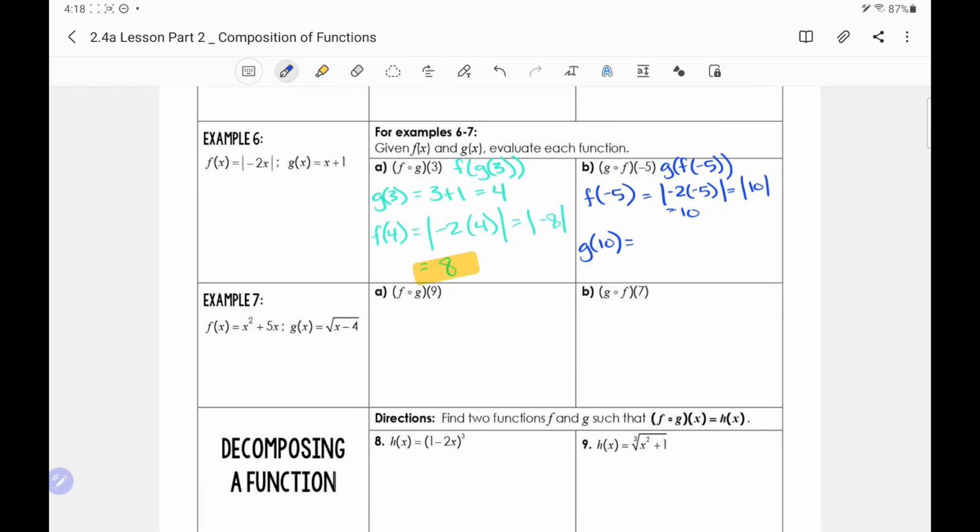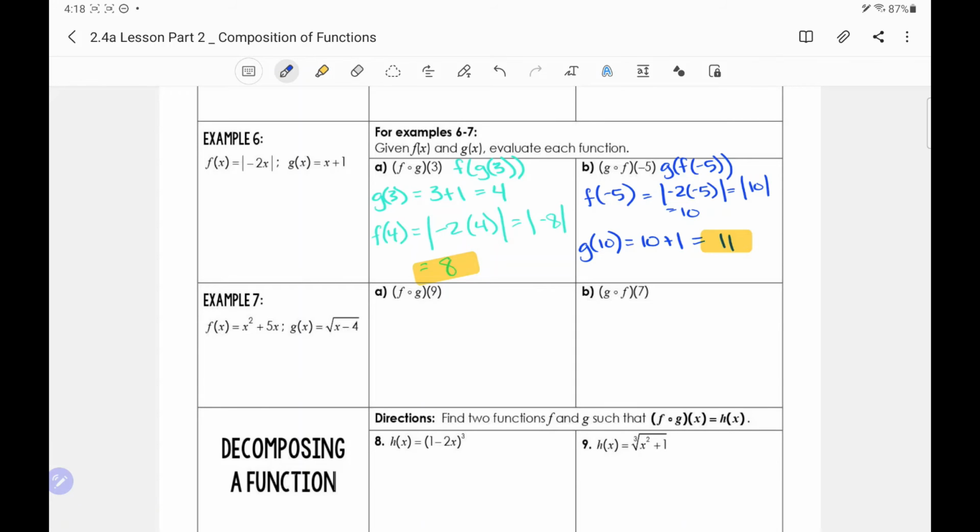Because remember, I found the answer for the interior function, the one that was plugged in first, and then I'm going to use that to do the second part. So this one is just going to be x plus 1, which is 10 plus 1, which is 11. So our final answer is 11.